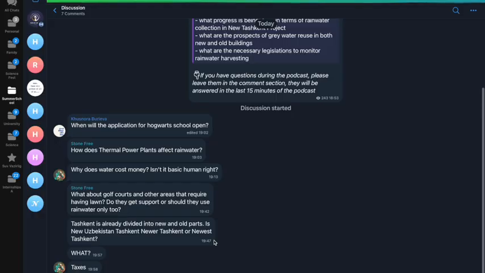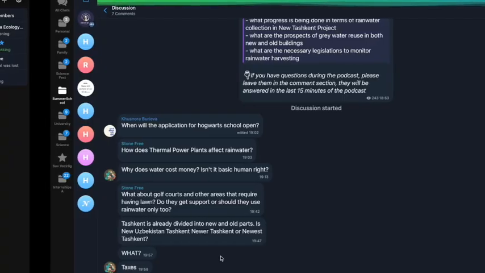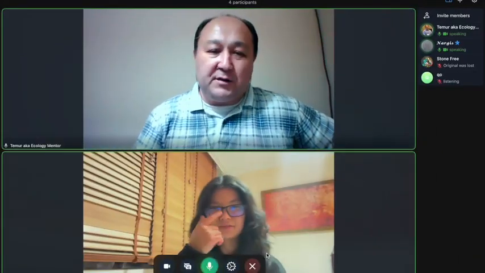Right. And then there is another question by the same user: what about golf courses and other areas that require having lawns? Do they get support or should they use rainwater only too? Golf courses cannot exist on rainwater only, because they require a substantial amount of water. It's a wide open area. To maintain green grass, you have to water it tremendously. It's a special type of grass.